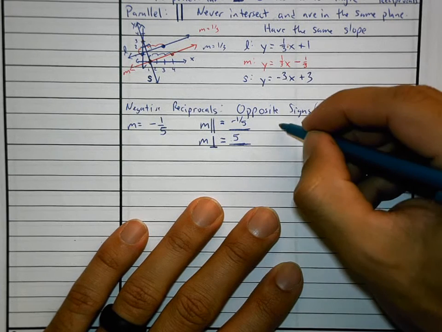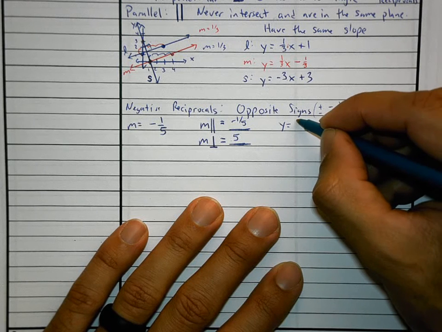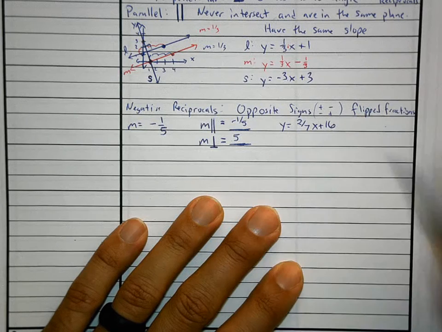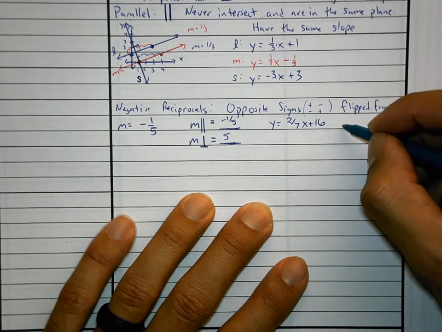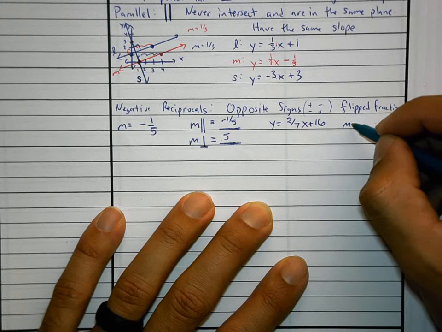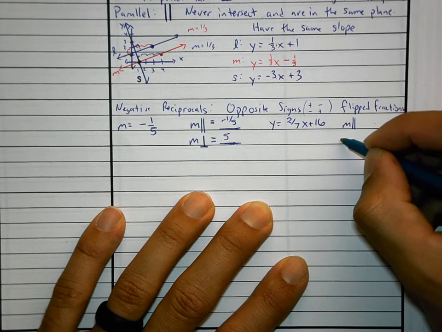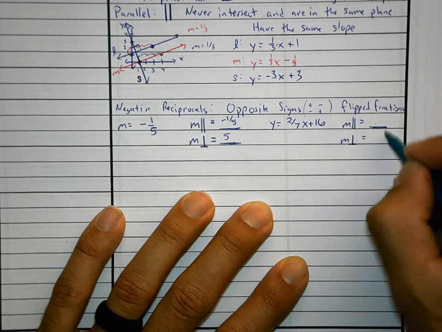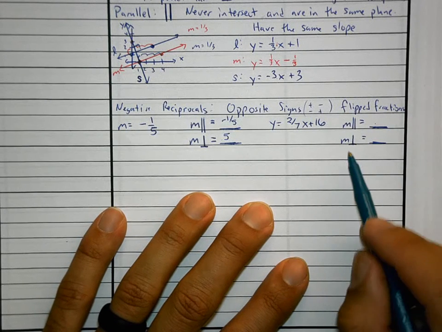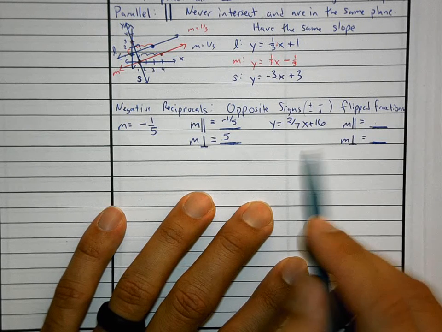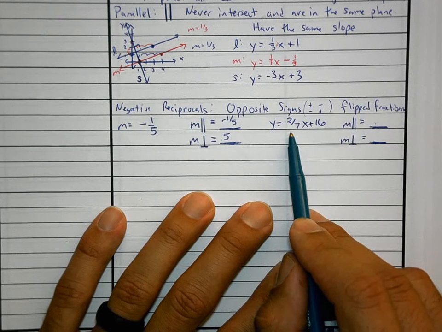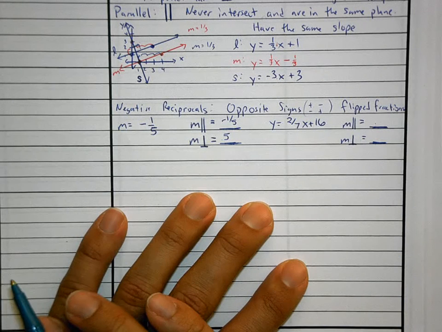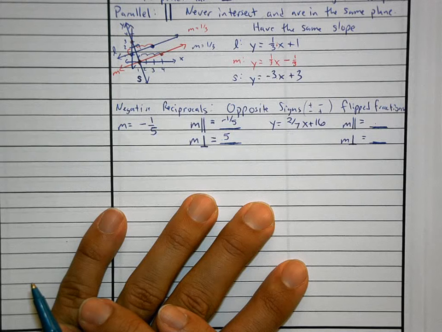If I have this line, y equals 2/7 x plus 16, I want to know what the parallel slope is and the perpendicular slope is. The slope that is parallel, the slope that is perpendicular. You should be able to look at this and tell what the parallel slope would be and what the perpendicular slope would be. Write down what you think it is.